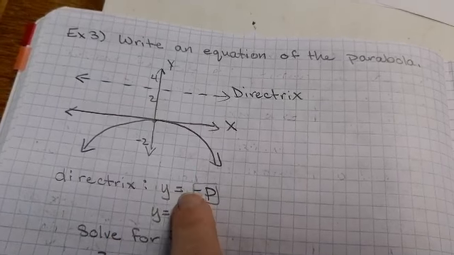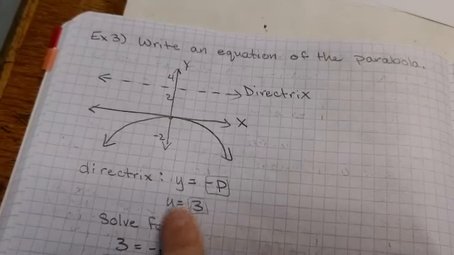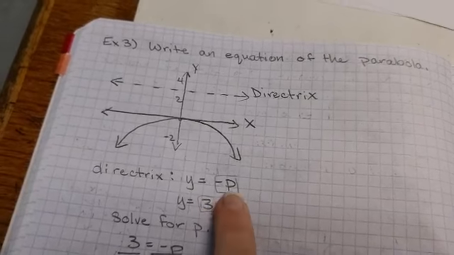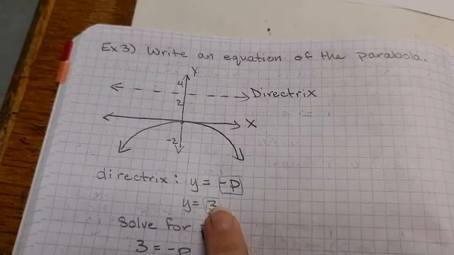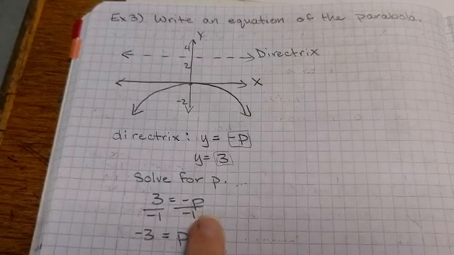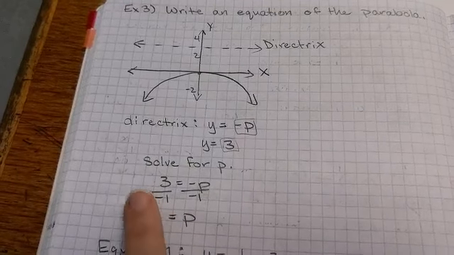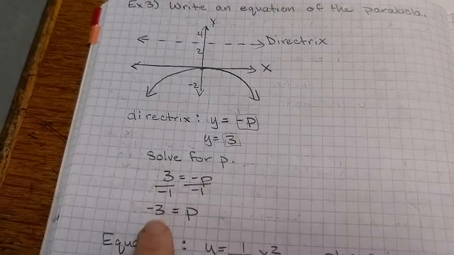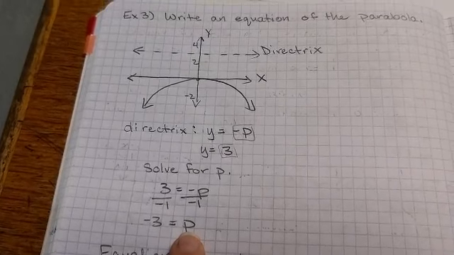Well, we know our directrix is usually y equals negative p, but we have y equals 3, so I need to solve for p. Since these are in the same location, they have to be equal to each other. So we have 3 equals negative p. I divide by negative 1 on both sides, and 3 divided by negative 1 gives me negative 3. So I know p is equal to negative 3.